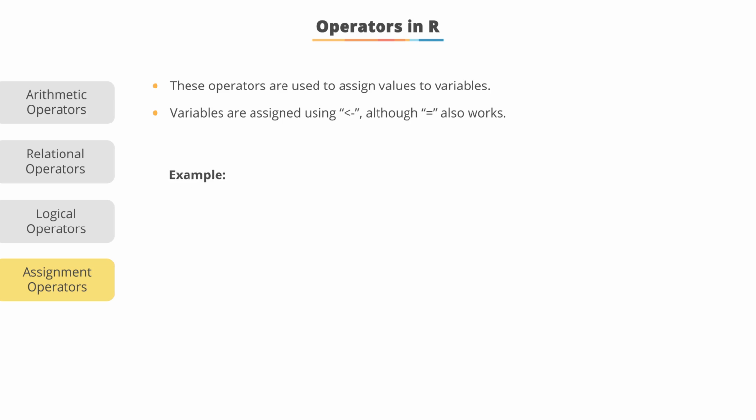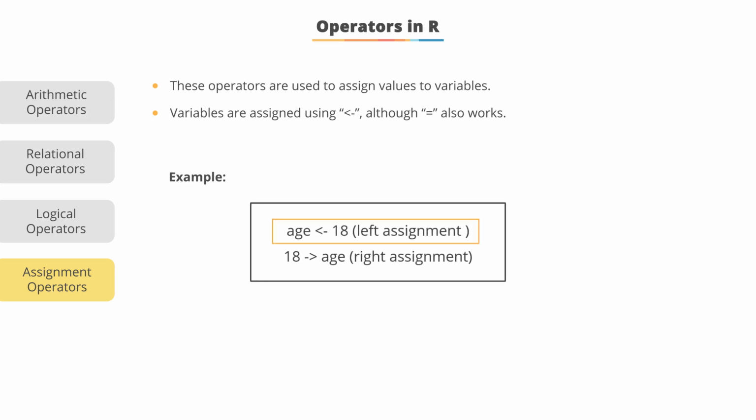As you can see in the example below, age arrow 18 is specifying that we're creating a variable called age, and it's equal to 18. Now if it said age equal sign 18, that also works. The one below it, 18 pointing to age, or 18 equal age, also works. But if we're using best practices, please use the age arrow 18 type of assignment.